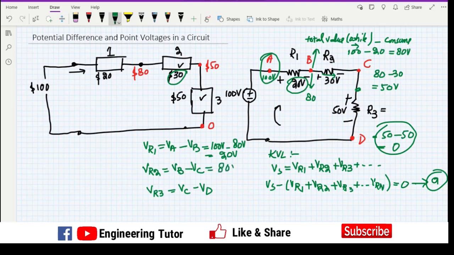Similarly here, 80 volts minus the voltage at C, which was 50, so the consumed voltage was 30 volts. And similarly here, 50 volts minus 0 which was at point D, so it was basically 50 volts which was consumed. So all of these are basically the potential differences, or the voltages which were consumed by different resistors. So I hope the concept is clear now.